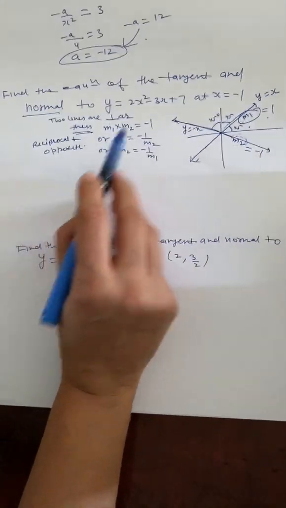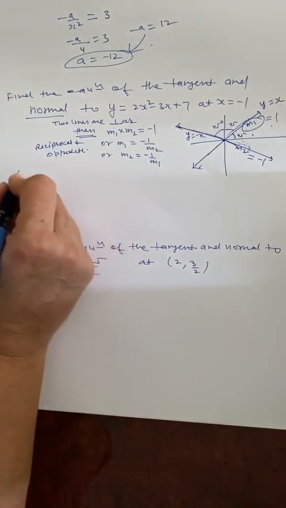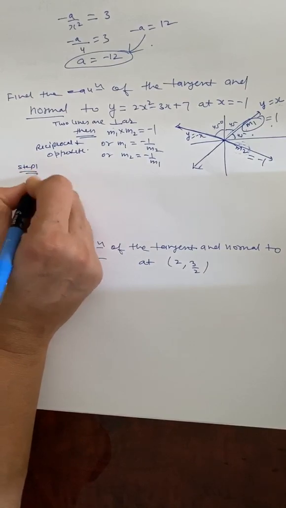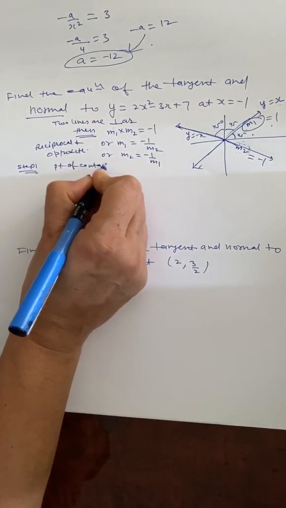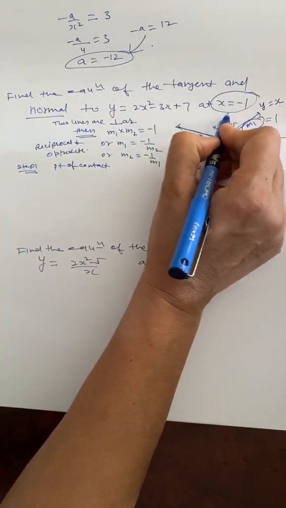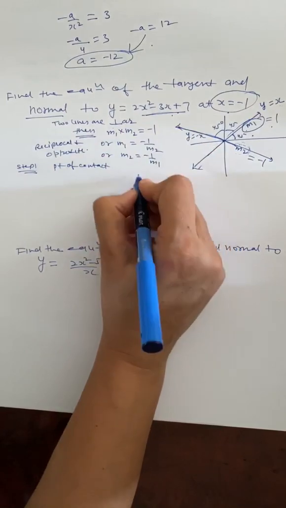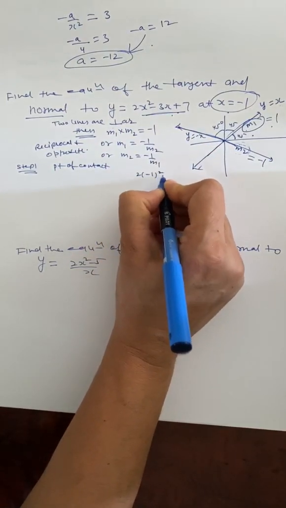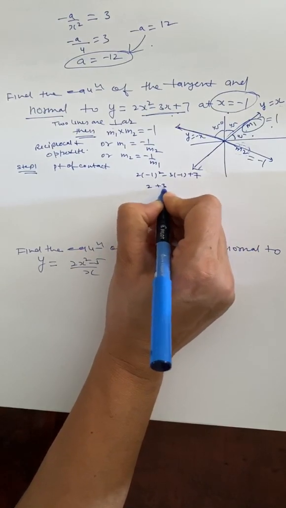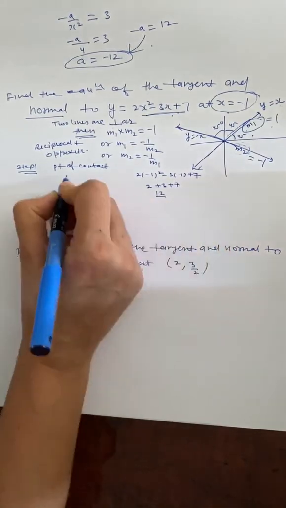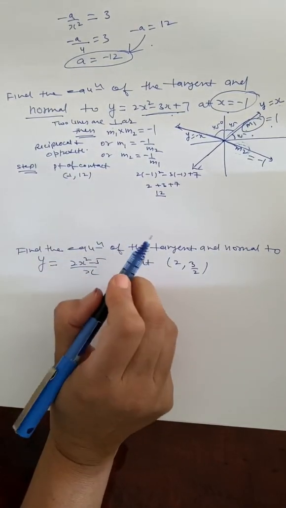Now I'm going to start with finding the equation of the tangent, and you already know the steps. Step number 1 for the equation of the tangent is the point of contact. We already have the x point. So x is -1, I'm going to substitute here. When you substitute x is -1, let's have a look. So 2 plus 3 plus 7. So that is 12. So we got -1 comma 12 as the point of contact.